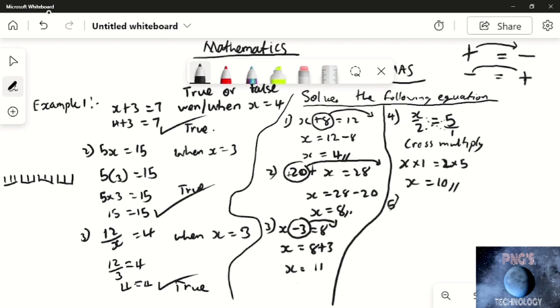So example 5, we're given 4 equals x over 9. So balancing this over 1, we cross multiply. That is, cross multiply to be 4 times 9 equals x times 1. So 4 times 9 gives us 36, right? 36 equals x times 1, which is x. So x equals 36, and that's our answer.